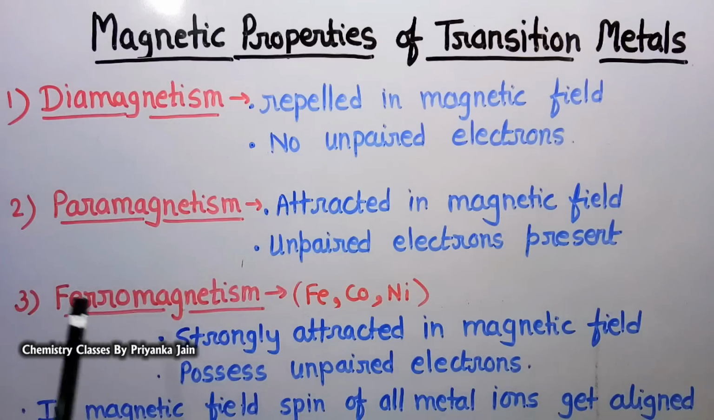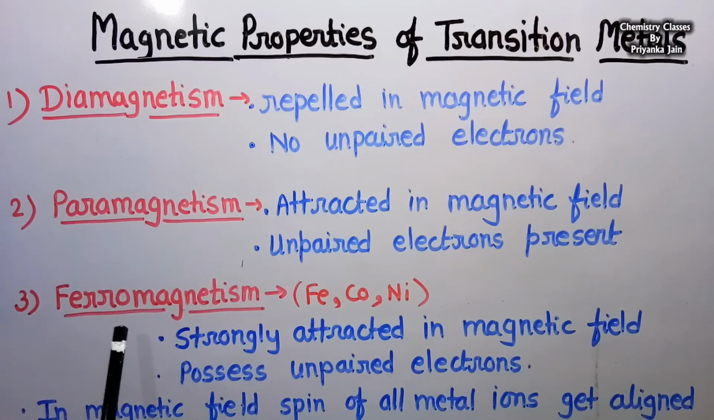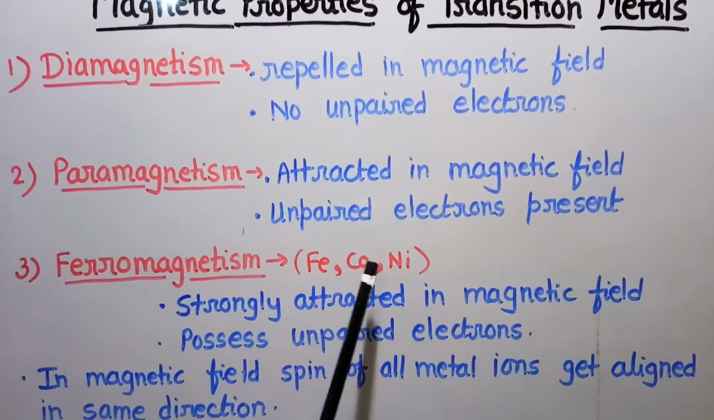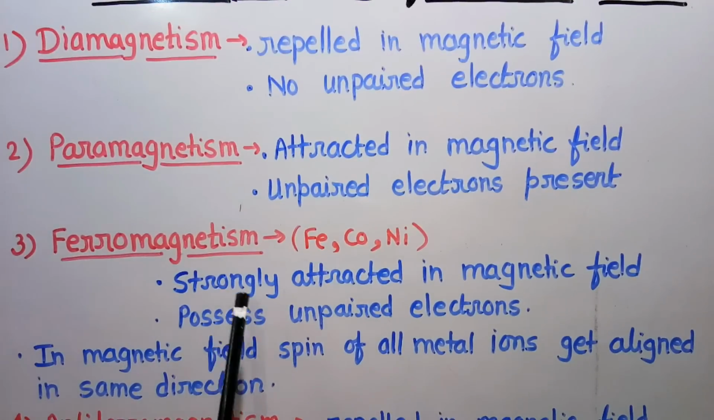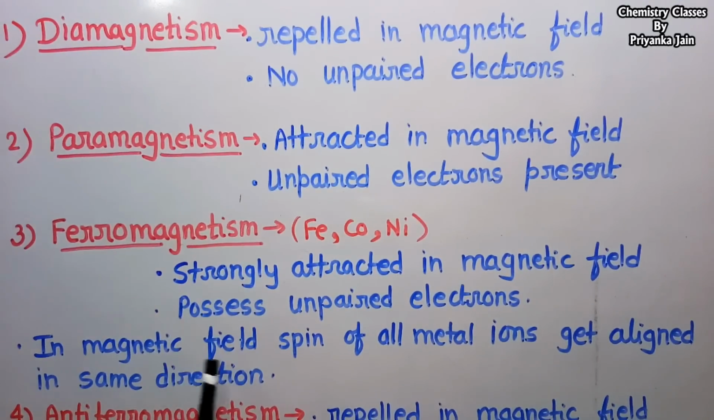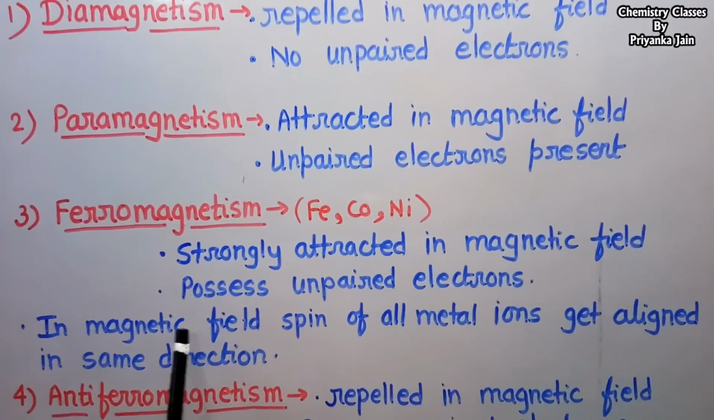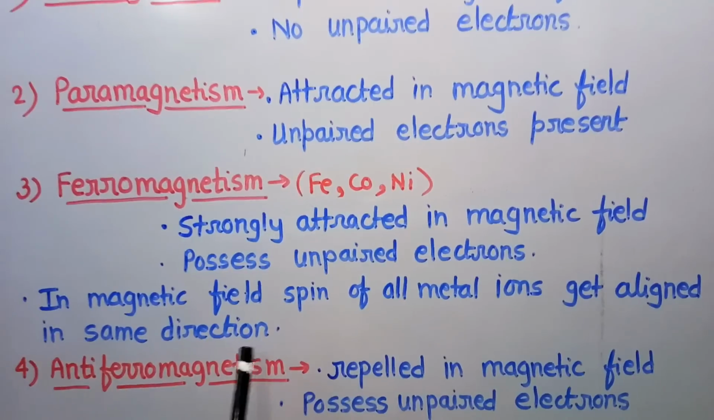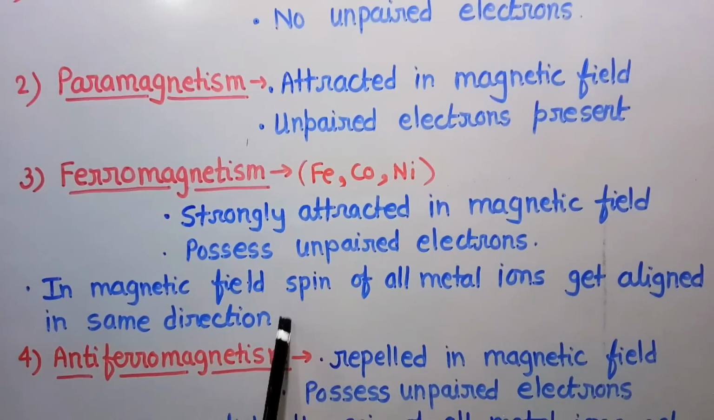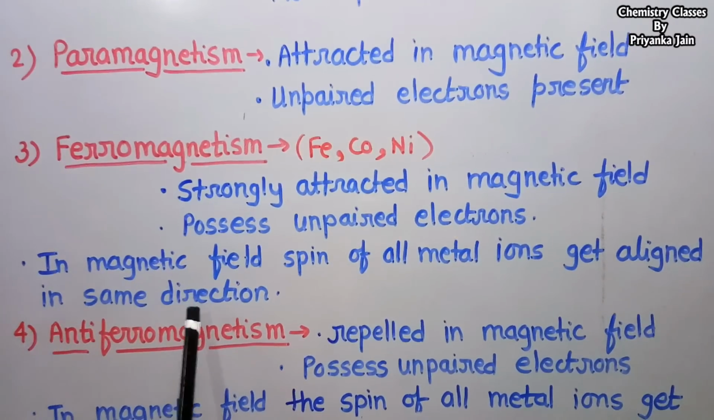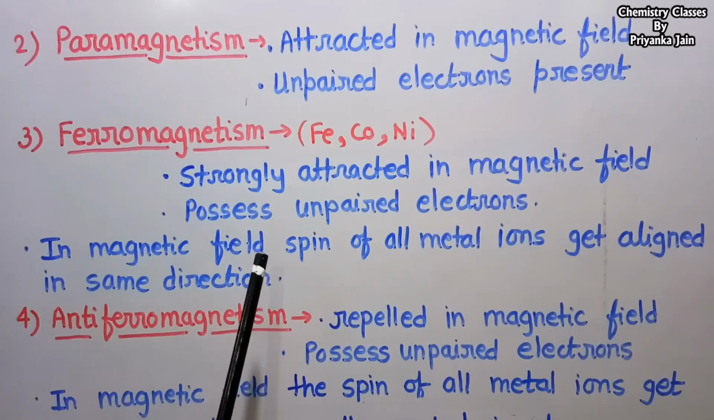The third phenomenon is ferromagnetism. Such a phenomenon is generally found in iron, cobalt and nickel. Such compounds are strongly attracted in the magnetic field. They also possess unpaired electrons, but in this case, when the compound is kept in the magnetic field, the spin of all the metal ions gets aligned in the same direction. It means the spin of all the electrons gets in the same direction. So, the compound is strongly attracted in the magnetic field.